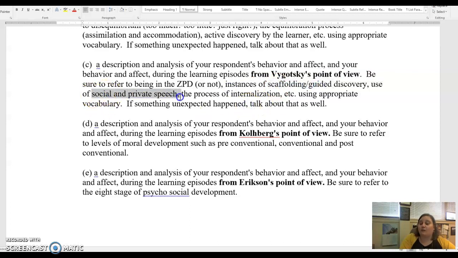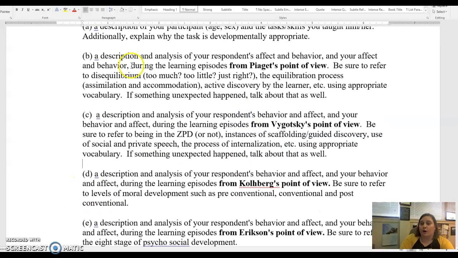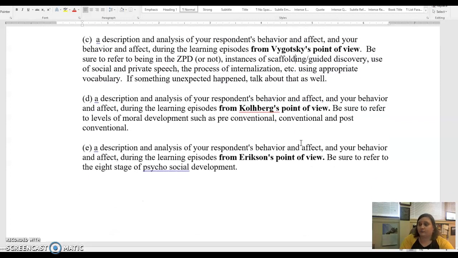Also, if your kid that you're teaching uses private speech or social speech, if they talk to you, then you want to include that as well. So parts B and C are about the cognitive domain, and you're talking about Piaget and Vygotsky. So each of these should be a paragraph.